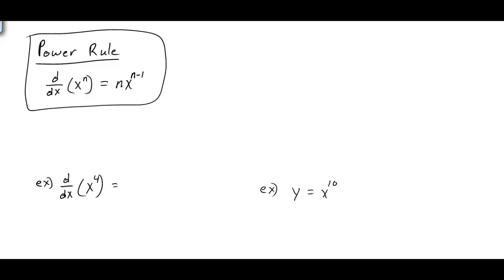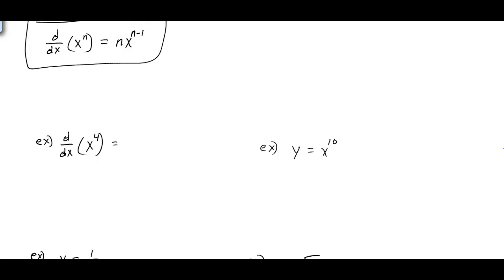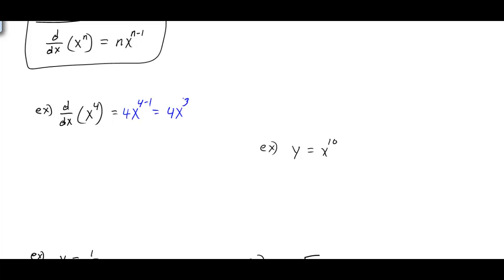Okay, and yes, it is pretty much that simple. So if we apply that to the example below, it says we want to take the derivative of x to the fourth, again with respect to x, and basically that means our variable here, which is x. So x to the fourth, we're going to take that exponent, move it out front, so we get 4 times x, and then we're going to decrease the exponent by 1, so we're going to end up with 4x cubed.